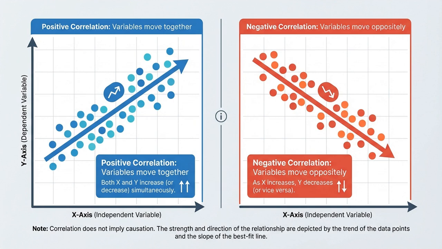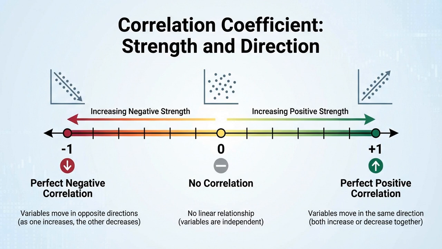Conversely, if x increases as y decreases, or vice versa, we have a negative correlation, where the variables move in opposite directions. But remember, there's more to the story than just direction. This brings us to the correlation coefficient, a number that quantifies both the strength and direction of the linear relationship.